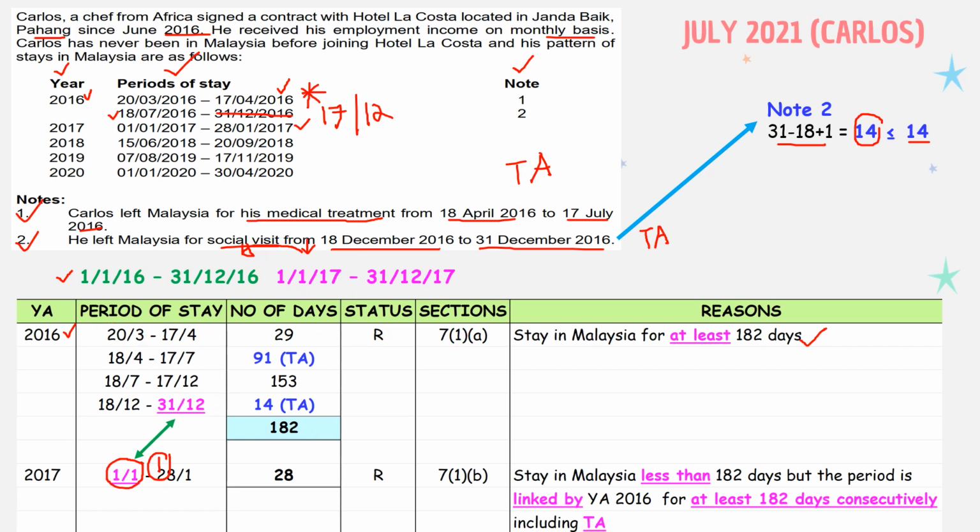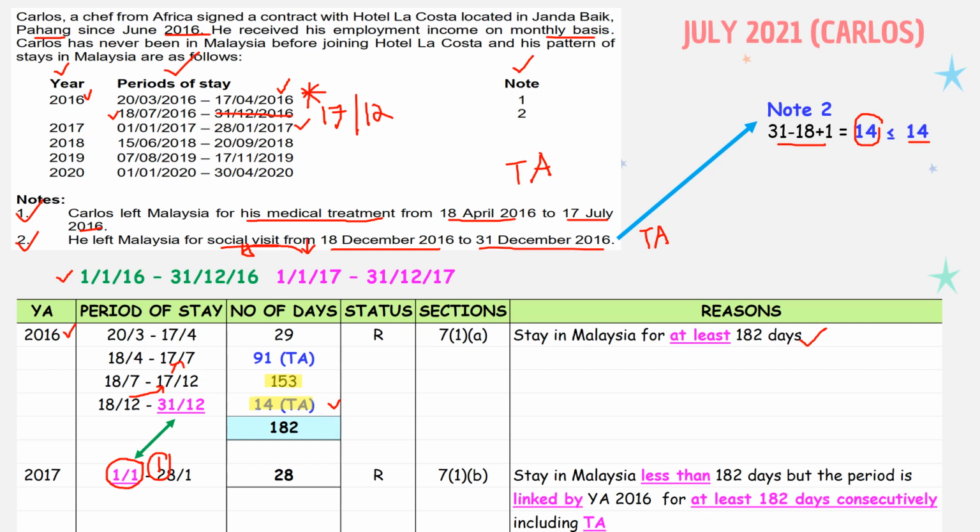So this TA, we can apply these 14 days. Okay, so 182 plus TA, 14 days, not enough. Isn't it? 14 is not enough. So what should we do? Go up here. Make sure the period is consecutive. 17 December to 18, consecutive, isn't it? How many days, everyone? 153. So 153 plus 14, we got 167 days. Still not enough. I need 182. So what should we do? Okay, go up here.